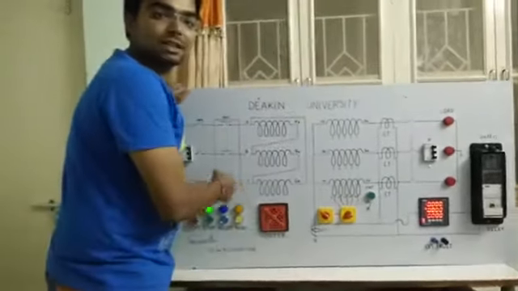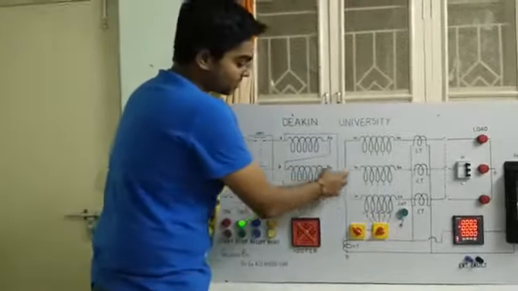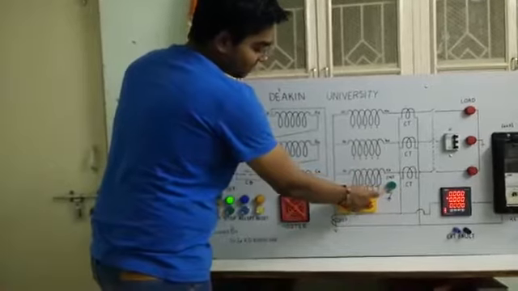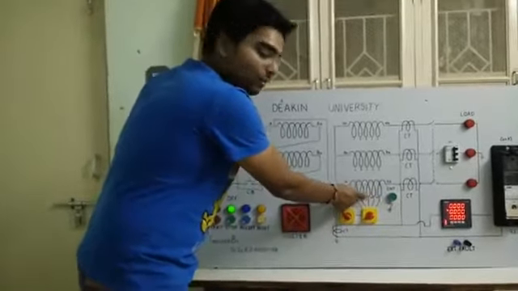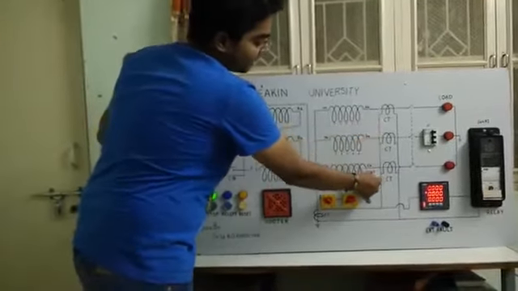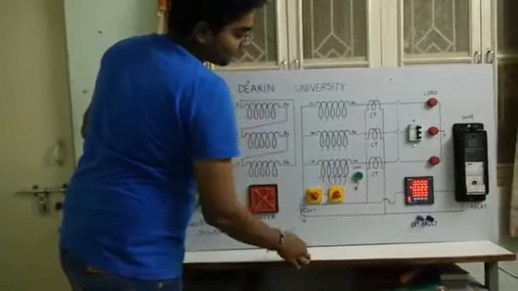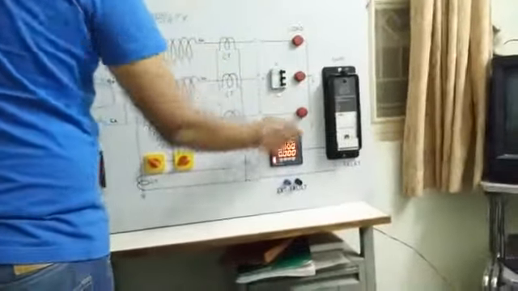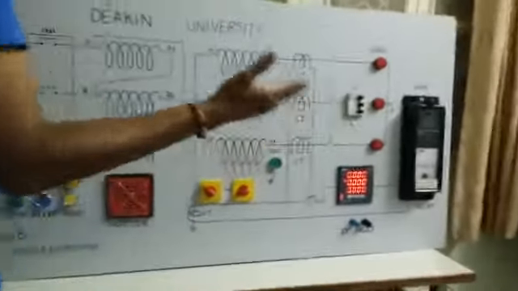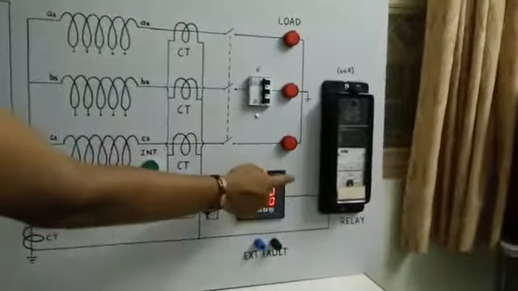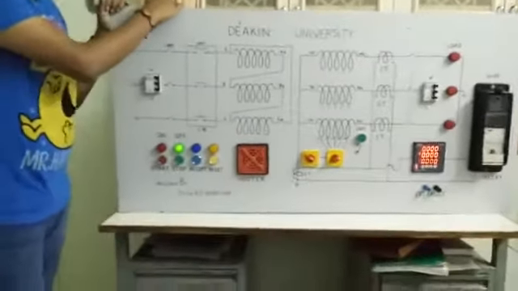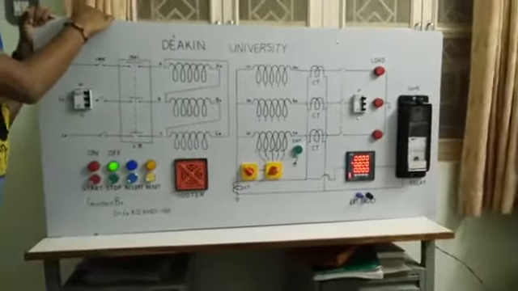We can virtually generate the internal fault in the system, so to generate the internal fault in these windings, we have placed the virtual internal fault. This is the CT, and that is the relay that will sense the fault. So now I will show all the components that are in this project.